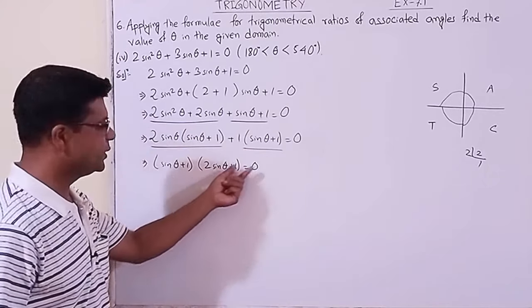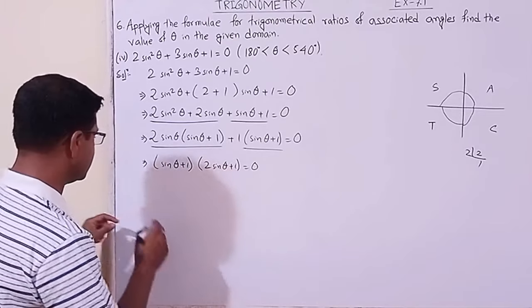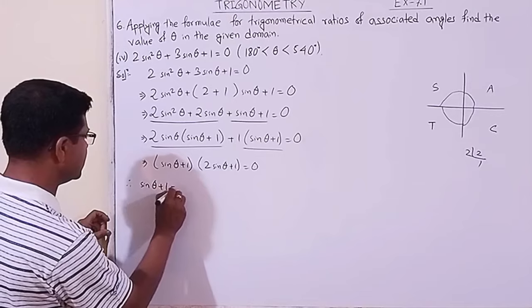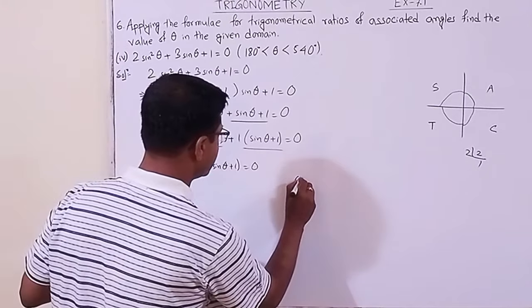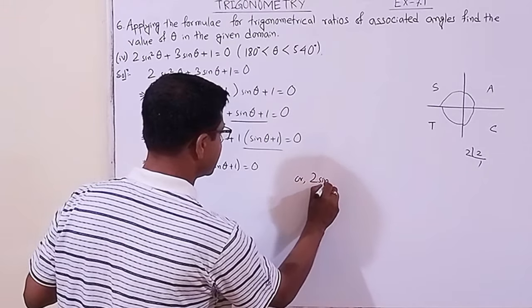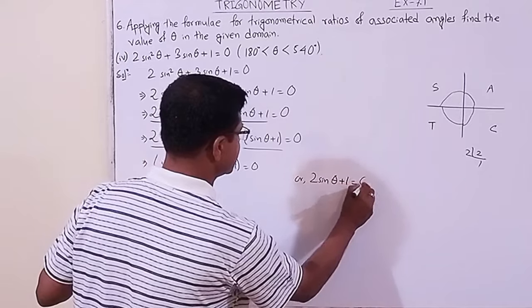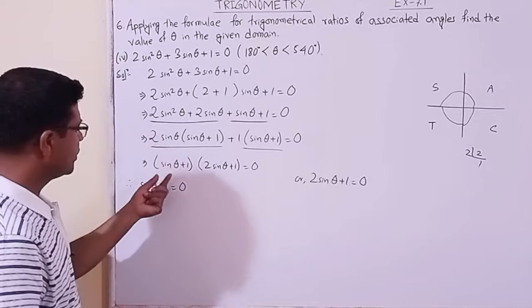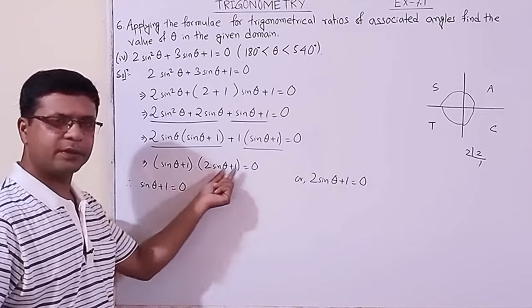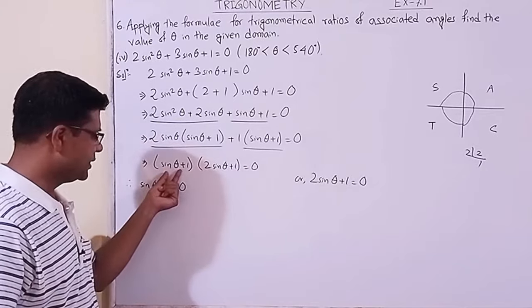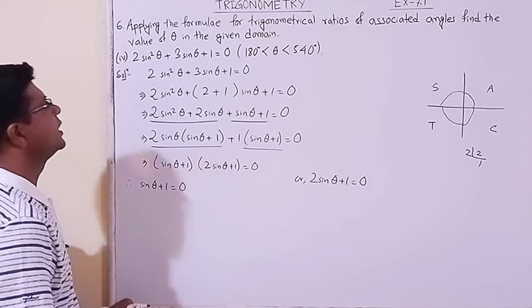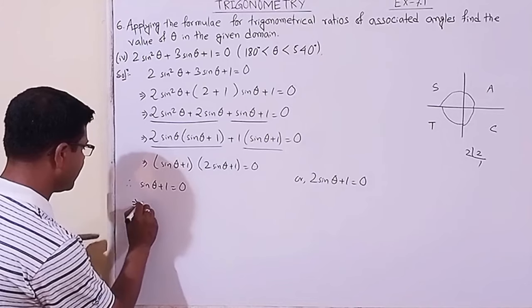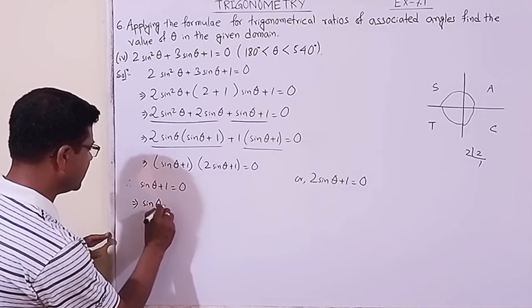Now you see, the product of these two is 0. So either this is 0 or this is 0. Therefore sine of theta plus 1 is equal to 0, or twice sine theta plus 1 is equal to 0. Got it? So we have got two factors. The product of two factors is 0, so either this is 0 or this is 0. We have written this part. I think this is clear up to this much. Let us move further. This is very interesting, is it not?